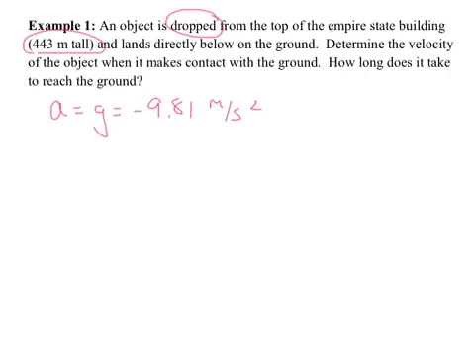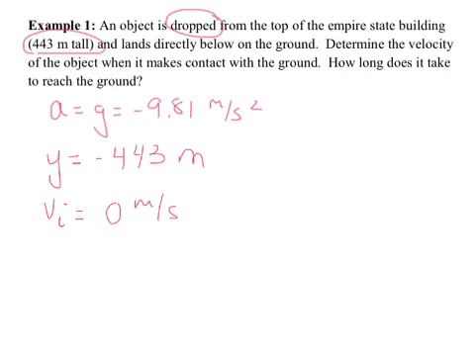The next thing we're going to write down is the height of the building, but since it's falling downward from the top of the building, it'll be y equals negative 443 meters. Finally, because it's dropped, we know that there's no initial velocity, so that's simply 0 meters per second. With those three pieces of information, we can go about solving this problem.